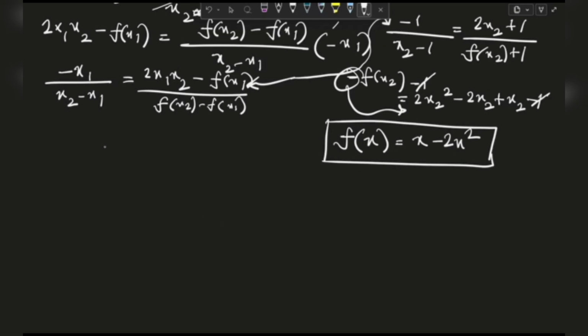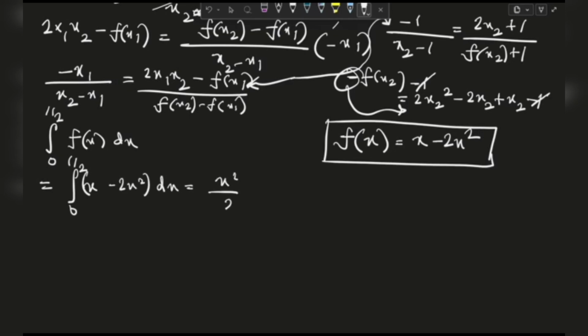Now I guess in the first two questions we had the integral from 0 to half of f of x to be found. So let's quickly find that. This will be the integral from 0 to half of x minus 2x squared dx. So x square by 2 minus 2x cube by 3 from 0 to half.